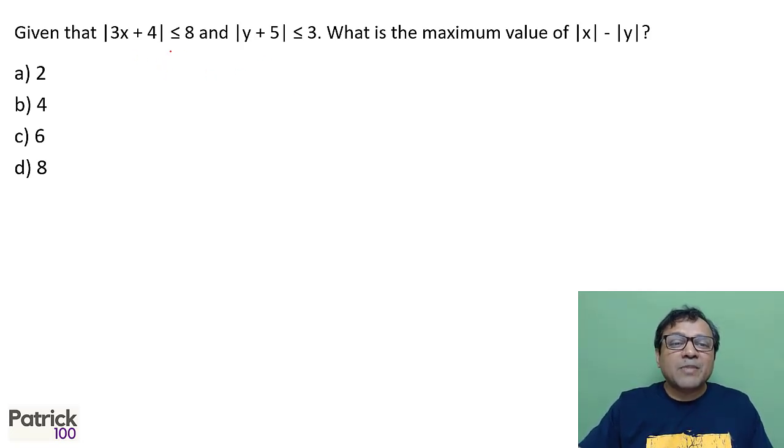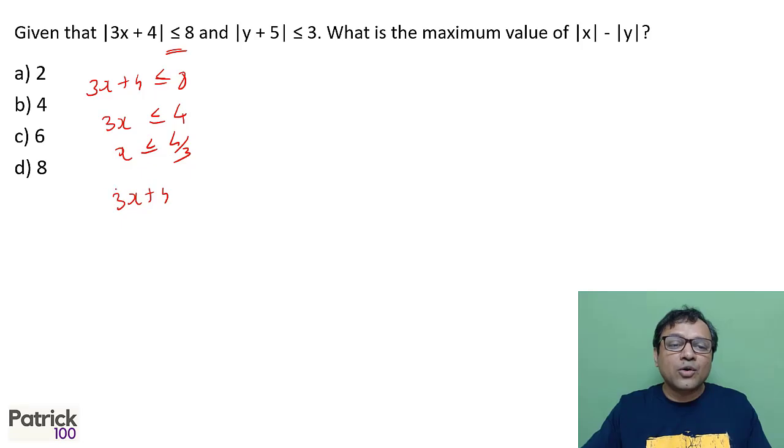So we want the maximum value of x minus y. Let's look at x. So we want x as high as possible. So two cases: 3x plus 4 equal to 8, I'm taking equality. If it's positive, that means 3x is less than or equal to 4, or x is less than or equal to 4 upon 3. If it's negative, it becomes 3x plus 4 more than or equal to, let's say, minus 8. So 3x is more than or equal to minus 12, or x is more than or equal to minus 4.